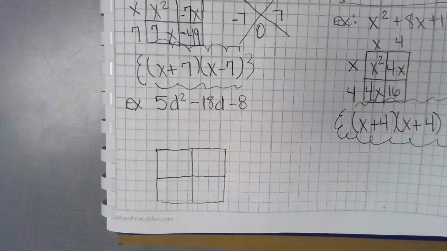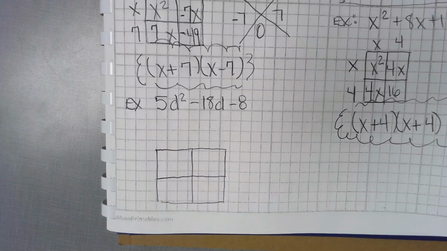You guys will try to get part of this started before I do it. What goes in this box? 5d squared. What goes in that box? Negative 8. Okay. Y'all want to try to do it without me first, where I'm kind of guiding you a little bit? First term goes top left. Last term goes bottom right. What do I do with those two terms?